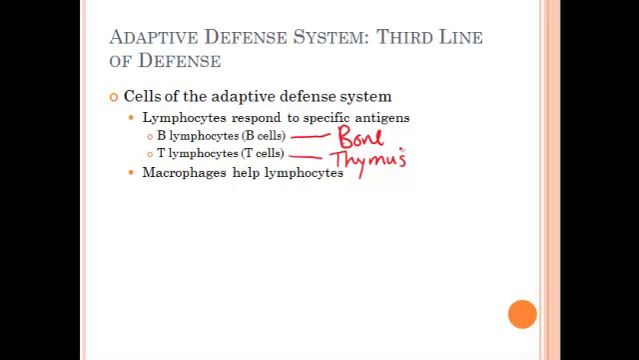The B cells and the T cells have a little bit different jobs, and that's what we're going to look at next. Then we have the macrophages, which are the white blood cells that help the lymphocytes as they go about doing their job. This maturation process has a special name, and we call that immunocompetent.